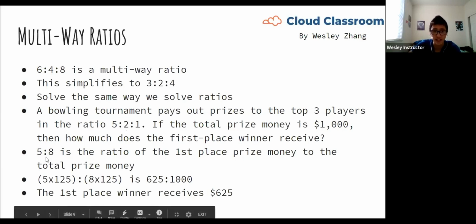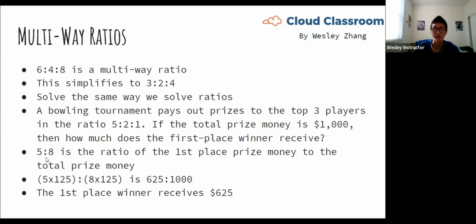So again, 5 to 8 is the simplified one. I want to find the actual number. It's like simplifying fractions. Like 2 to 4 is the same as 1 to 2.